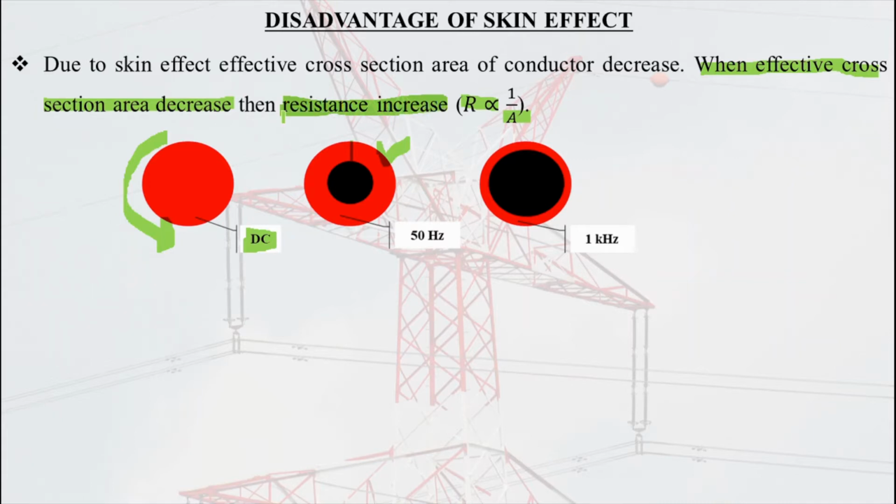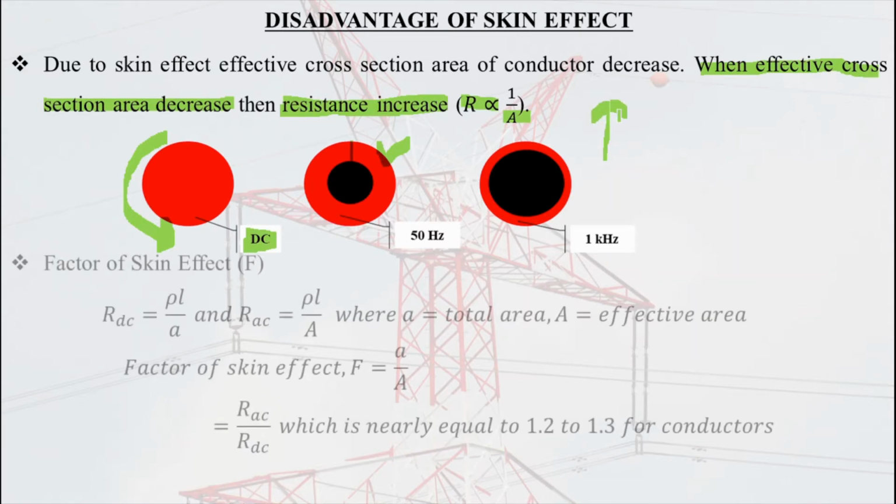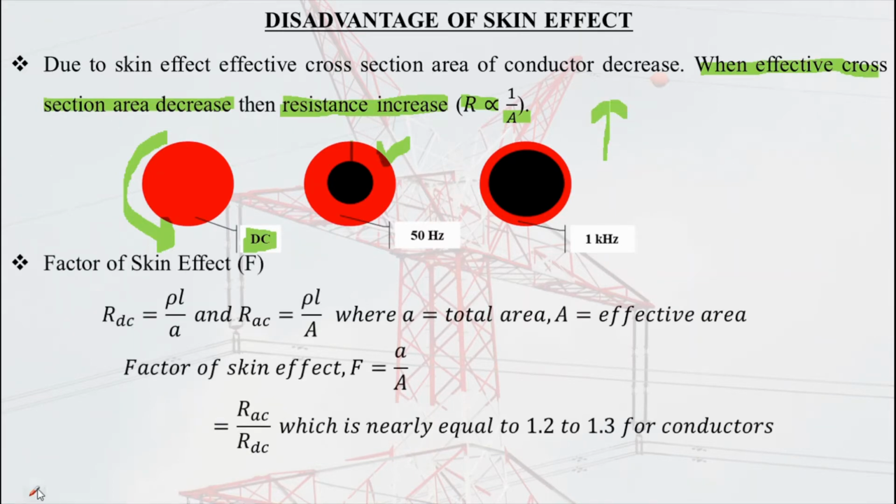So due to skin effect, the resistance of the conductor increases. In the formula of resistance, if DC current is flowing through the conductor, we can write R_DC equals rho L by a. Rho is the resistivity, L is the length of the conductor, and a is the total cross sectional area of the conductor, because in case of DC there is no skin effect.